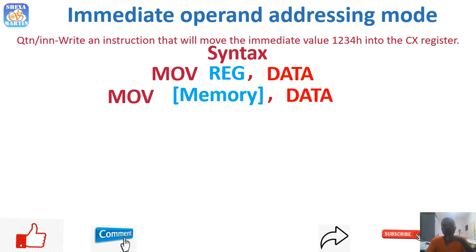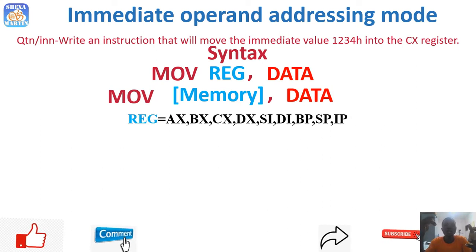When we say reg, in place of reg you can put AX, BX, CX, DX, SI, DI, BP, SP, or IP. You cannot put segment registers there. If it was allowed for you to put segment registers, I would have said move seg reg to represent segment registers. These registers are general purpose registers. In place of move, you can say add, multiply, whatever you want to do. That's the opcode, and you can change it as you choose.